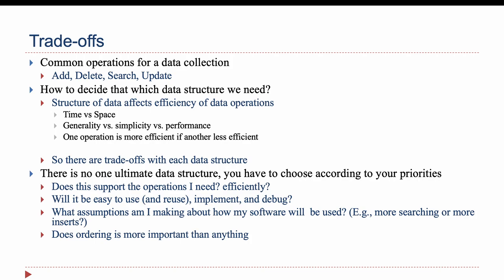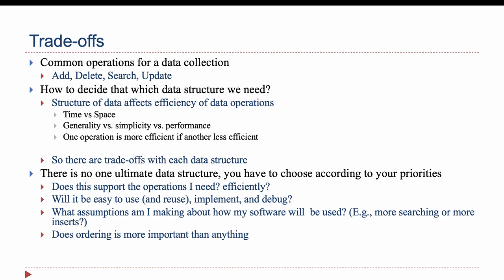It is essential to note that there is no ultimate data structure that suits all requirements, as we discussed earlier in the previous slides. The choice of data structure depends on our priorities and the assumptions we make about how the software will be used. We need to ask ourselves questions like, does this data structure support the operations I need efficiently? Is it easy to use, implement, and debug? Is ordering more important than anything?